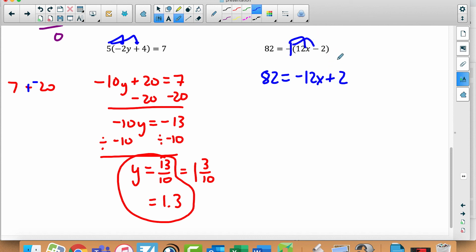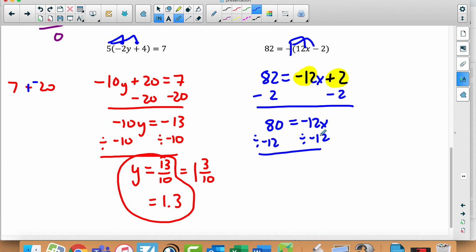All right, away we go. We want to get this x all by itself, so we've got to get rid of the negative 12 and the positive 2. Which one do we add or subtract? The 2. Since it's plus 2, we minus 2 and minus 2. So 82 minus 2 is 80, and we still have negative 12x over here. This is negative 12 times x, so we do the opposite operation and divide. Divide by exactly the same thing, negative 12, and of course we do the same over here. So on this side, the negative 12s cancel, and you're just left with x.